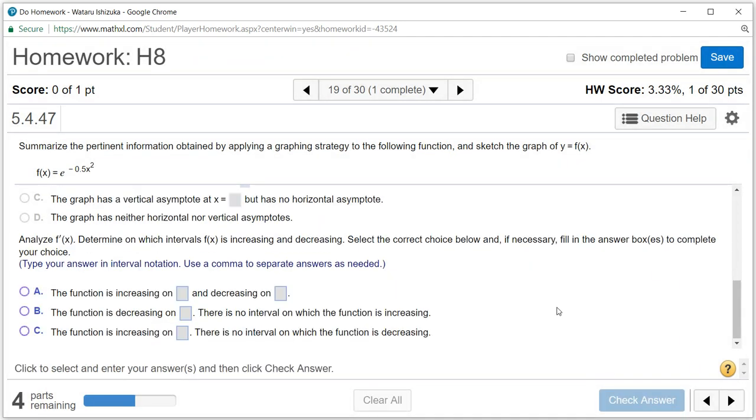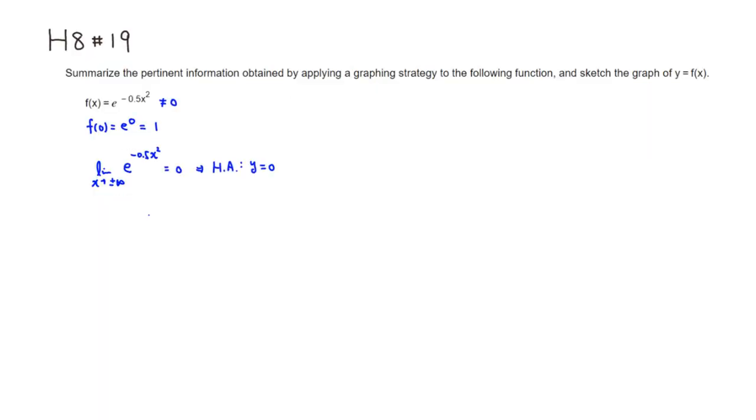Then we're going to look at the first derivative and look at the increasing and decreasing behavior of the function. So let's do that. We take the derivative, so f prime of x is going to be e to the negative 0.5 x squared, then you multiply by the derivative of the exponent, which would be negative x. We set that equal to 0. So you can see that x equals 0, because the exponential is never 0.